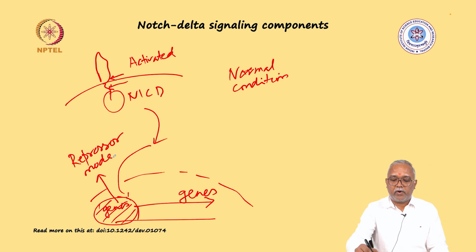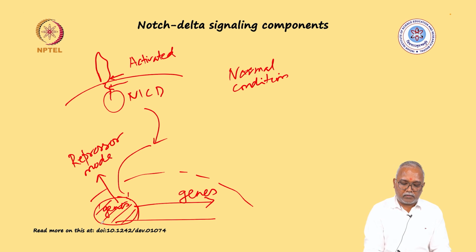Which means that when no signaling is happening, the NICD is intact with the receptor. The complex which is present here in the 5' UTR region of target genes is switched on into a repressor mode. That's why there will be no transcription.